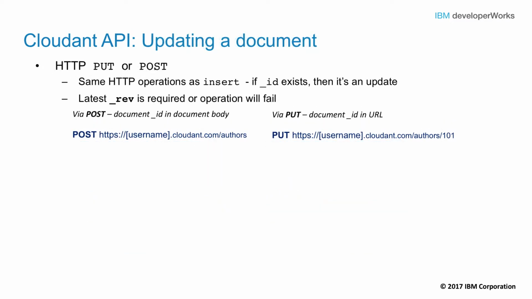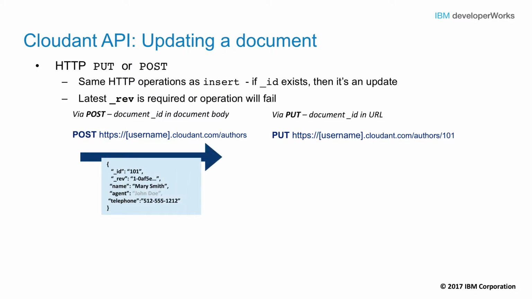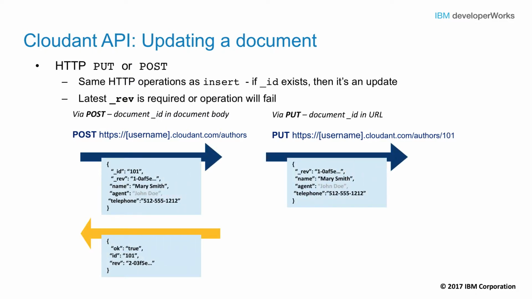Updates are like inserts, where an ID is provided and that ID already exists in the database. Also, for the update to succeed, you must provide the latest rev value. If you update with a POST, the ID must be in the document. If you update via a PUT, then the ID must be in the URL.